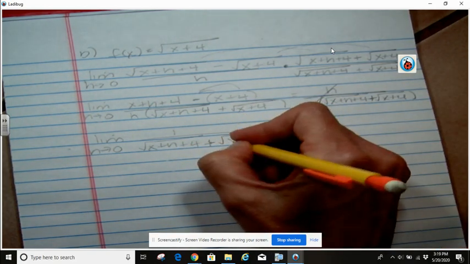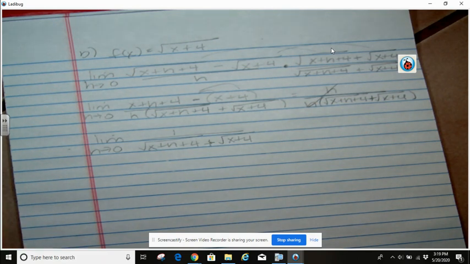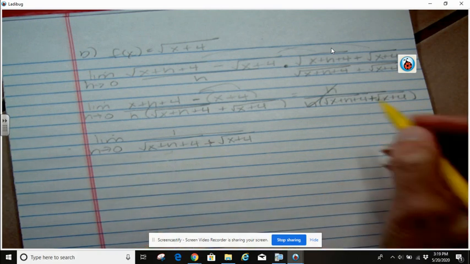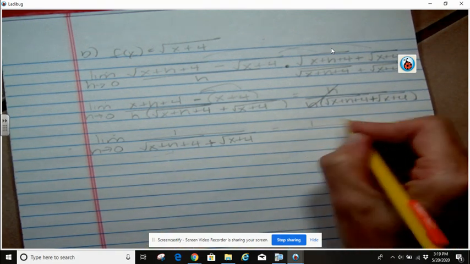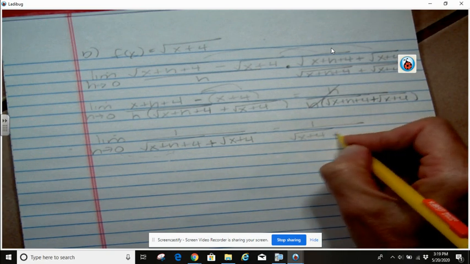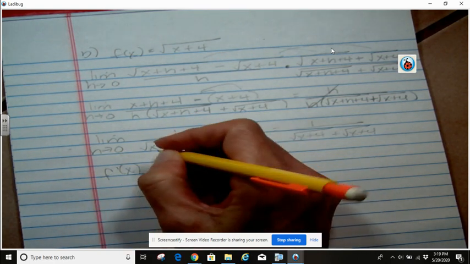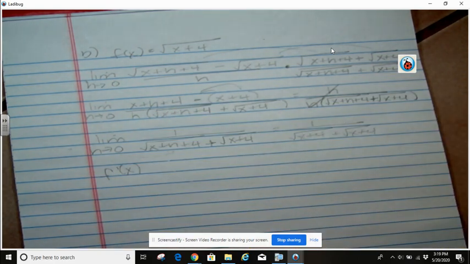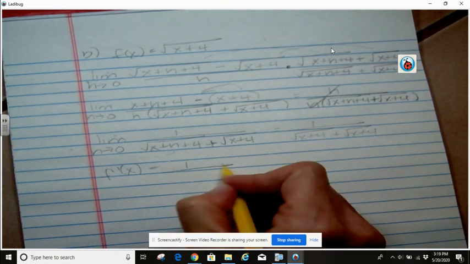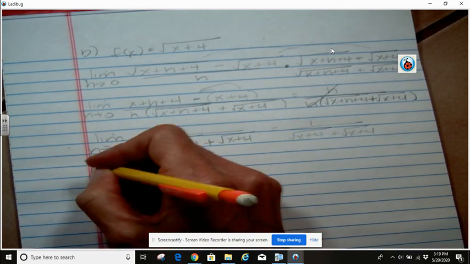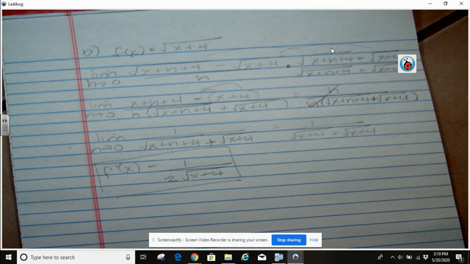multiplication there instead. All right, so we are going to find the derivative by finding the limit as h approaches 0. So by direct substitution, replace that h with 0. And I have 1 over the square root of x plus 4 plus the square root of x plus 4. So the derivative, f prime of x, is 1 over 2 times the square root of x plus 4. So that is the derivative. It's more like a formula, so that if I want to know the slope at a specific point on this function, then I could plug it in.